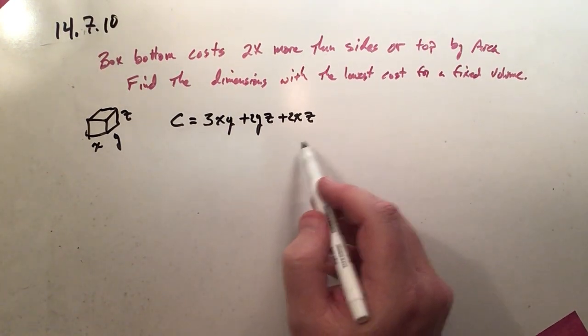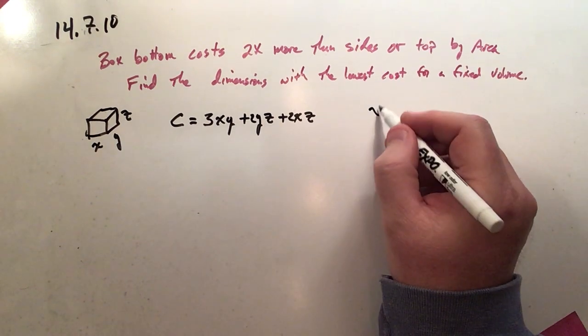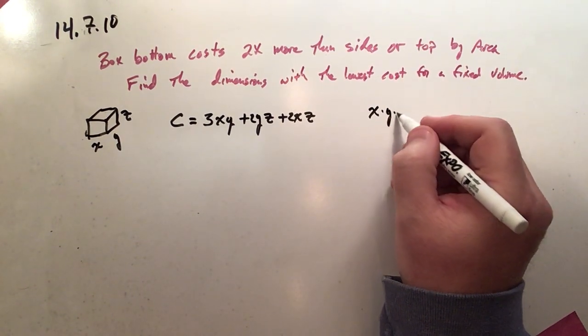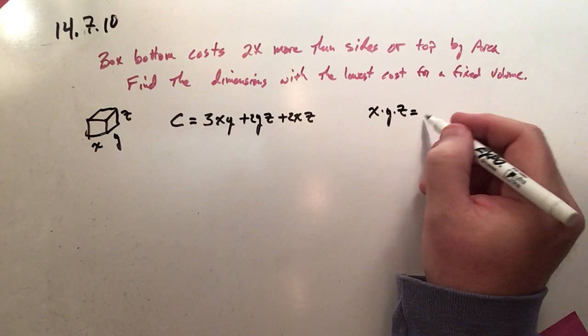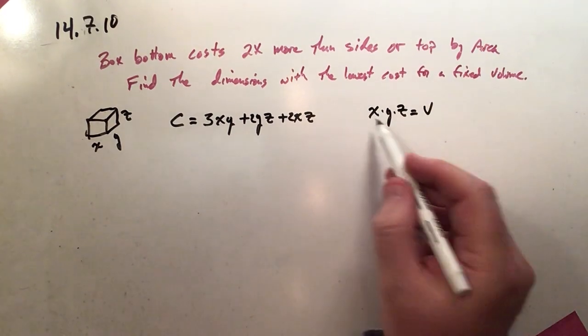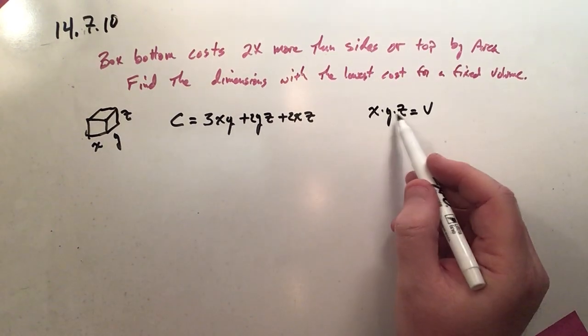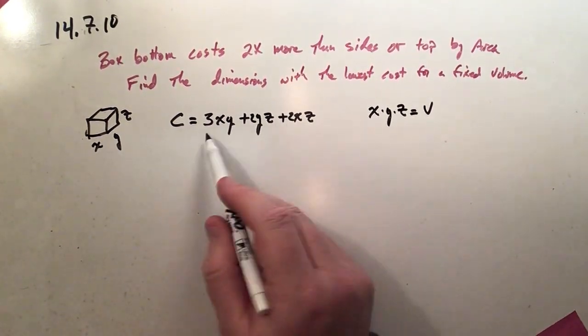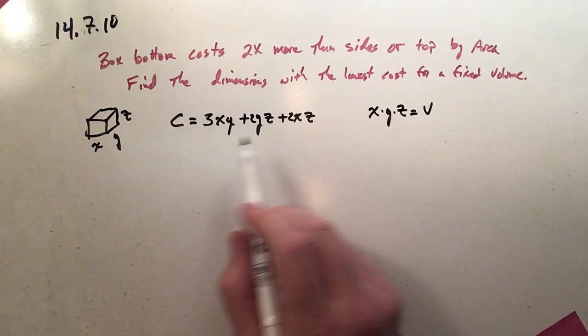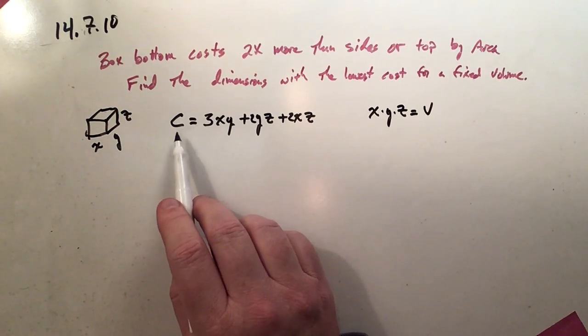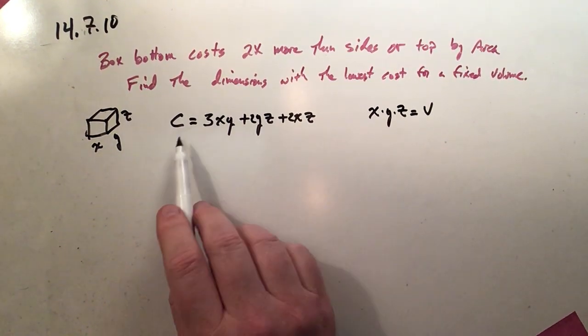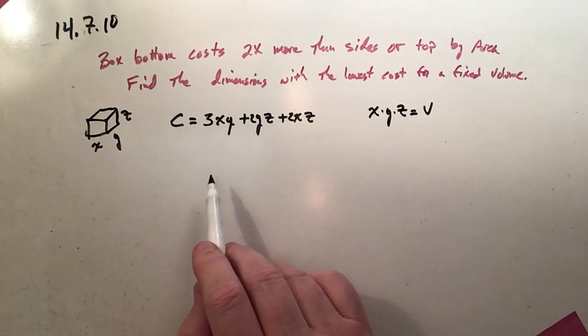There's one other condition here, and that is it has a fixed volume. So X times Y times Z is equal to whatever the fixed volume is. They haven't specified it, so I'll just call it V for now. What I can do then is use this to reduce this from 3 variables down to 2, because I have a technique for optimizing a 2-variable multivariable function, but not a 3-variable one.